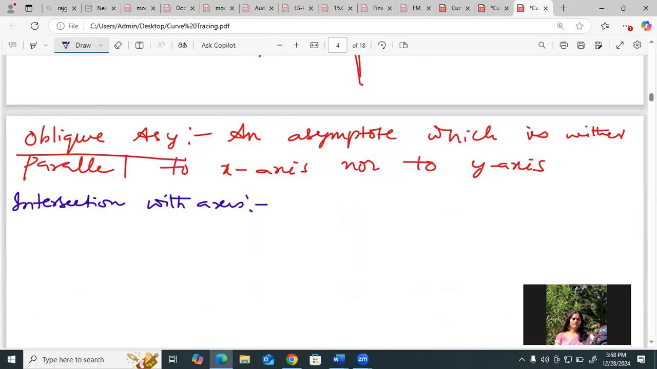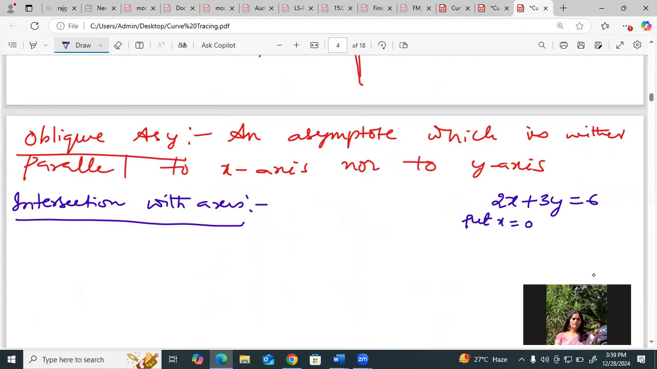In your basic foundation classes, if someone asked you to plot the line x plus 3y is equal to 6, or 2x plus 3y is equal to 6, what would you have done? First, put x is equal to 0. Then your y would be 6 by 3, which is 2. So the point is (0, 2).